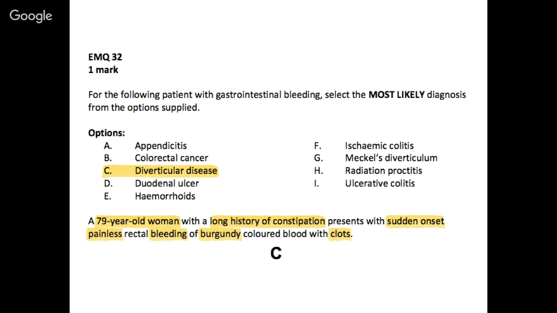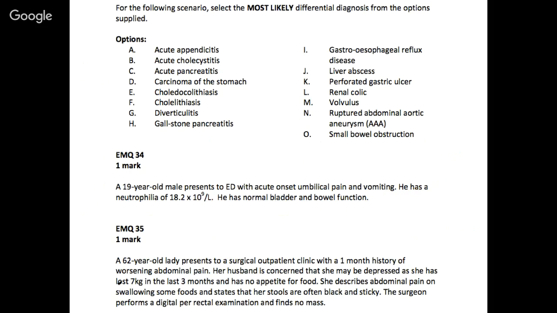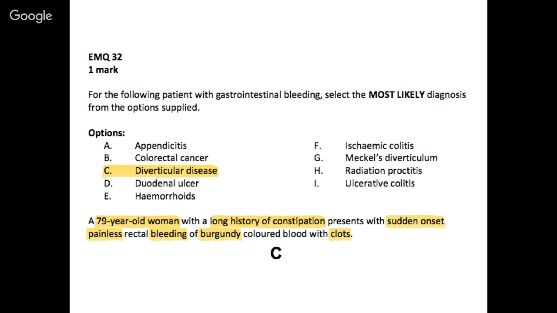So remember, long history of constipation, we talked about with diverticular disease. Painless bleeding, burgundy, because it's not frank blood, but it has been in the bowel for a little while. What's significant? Constipation. So it's more likely to cause micro trauma to the bowel, so to form those outpouchings, because it's due to colonic overactivity. That's why you get those outpouchings.